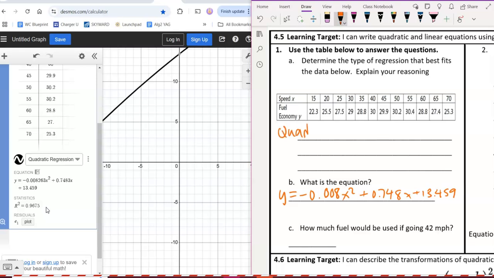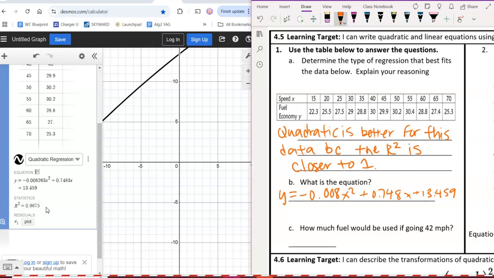So let's say quadratic is better for this data because the r squared is closer to 1.